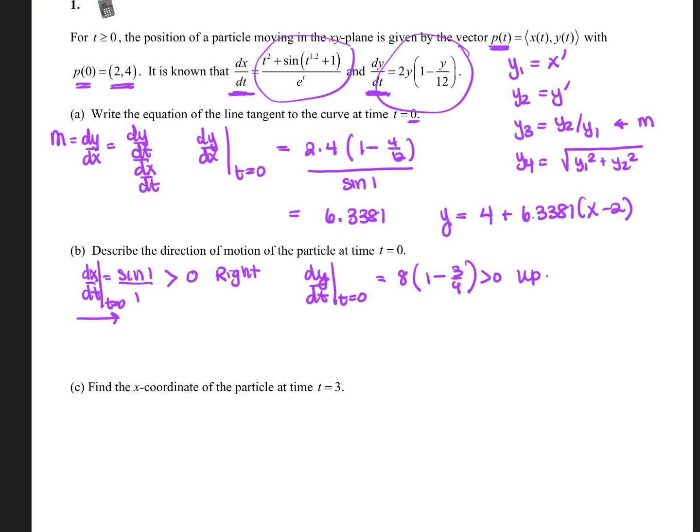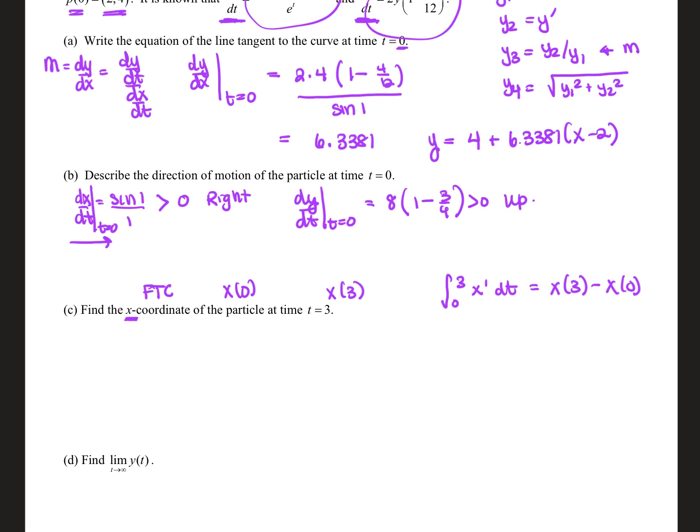Find the x-coordinate at time equals 3. So when they ask you to do this, this is really the fundamental theorem of calculus. So we know where the particle is at time 0, and we want to find where it is at time equals 3. So what you're really thinking of doing is integrating from 0 to 3. Fundamental theorem of calculus, this would be x of 3 minus x sub 0. So in general, how I think about it, if I want to find something, I have to know where I am, and then I'm going to change from those values of t.